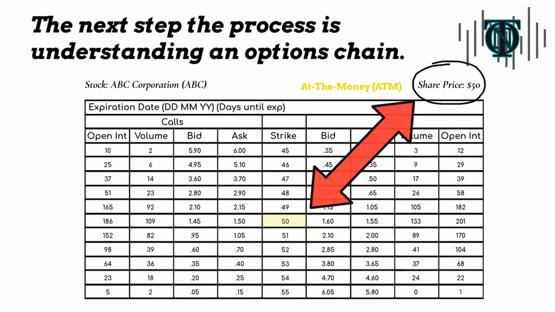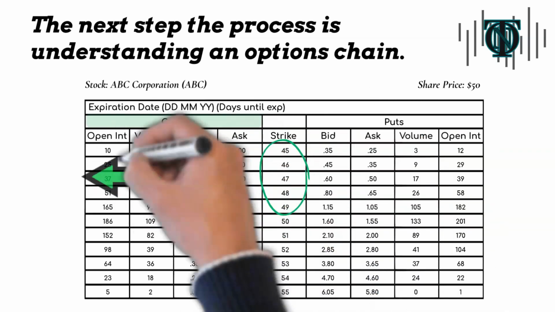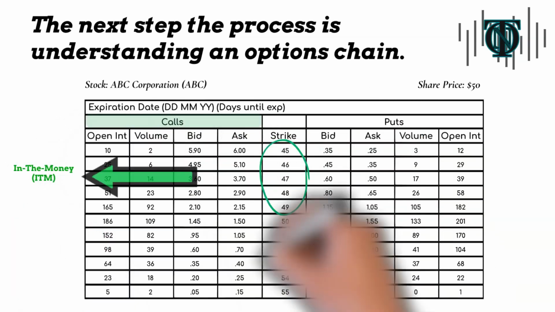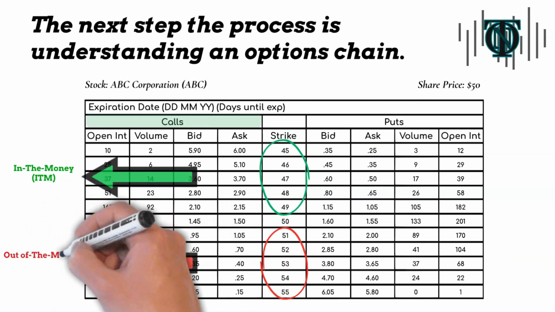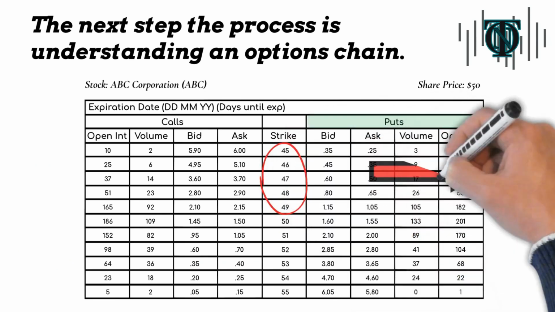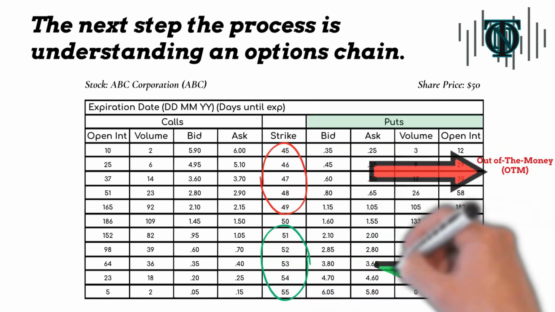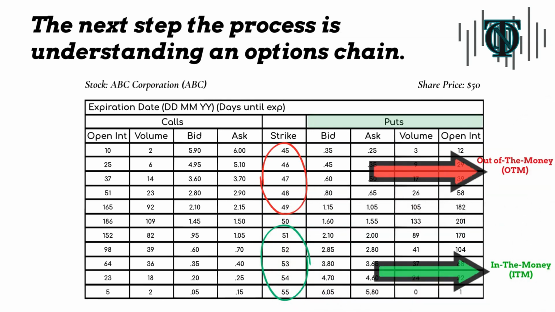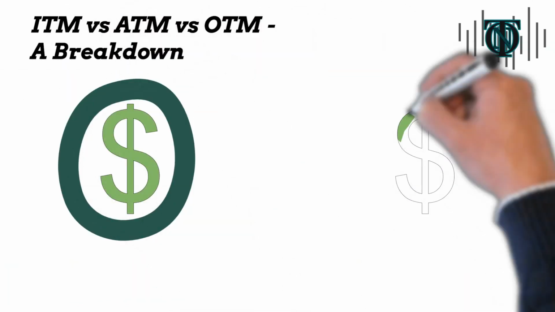Now, if we're referring to calls, any strike with a value under the share price is known as in the money, or ITM for short, and every strike with a value greater than the share price is known as out of the money, or OTM for short. On the flip side, if we're referring to puts, the strikes with a value less than the share price are out of the money, OTM, and the strikes with a value greater than the share price are now in the money, ITM. But what exactly makes an options contract in the money or out of the money?